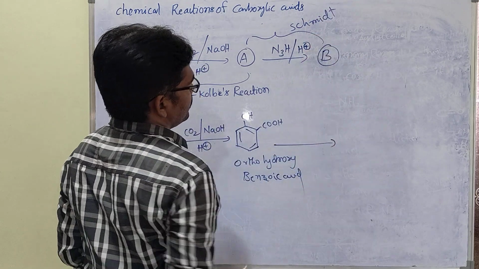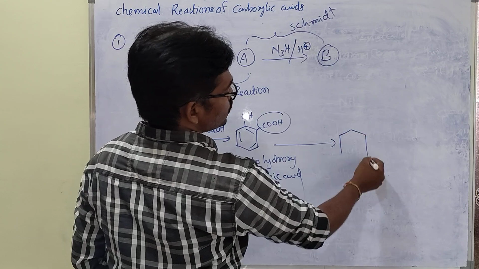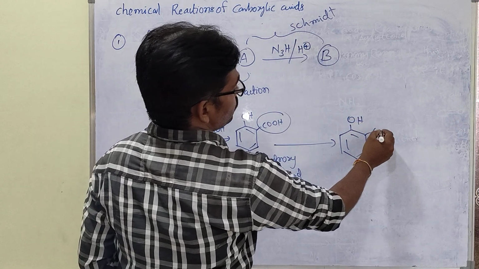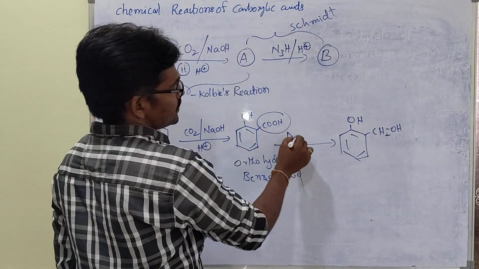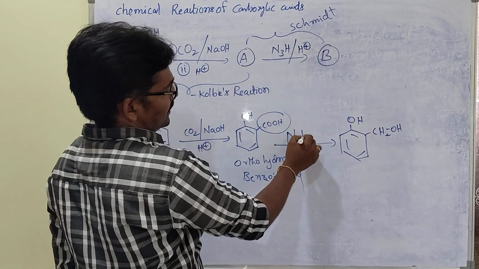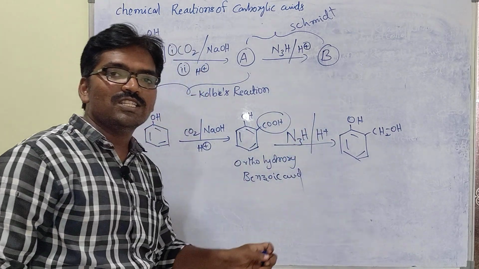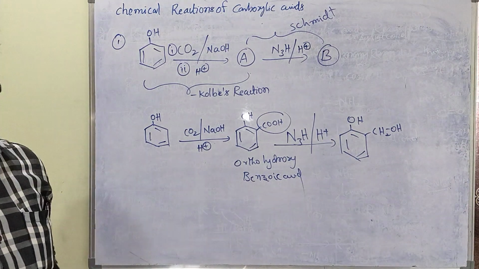The COOH group can be converted into CH2OH, when you use hydrazoic acid, HN3, in the presence of H plus. So such types of questions are asked in examinations based on the Schmidt reaction.